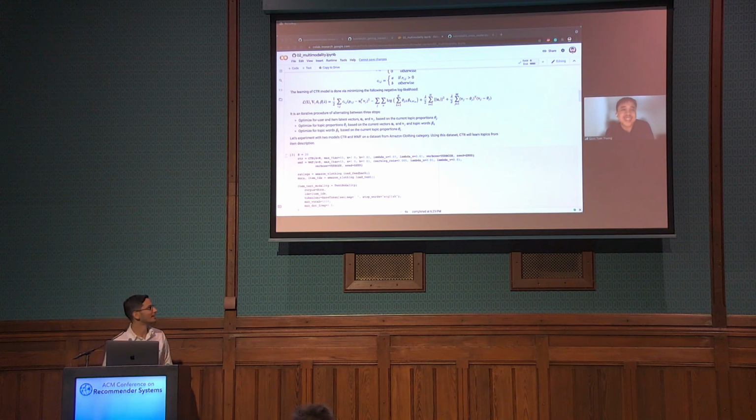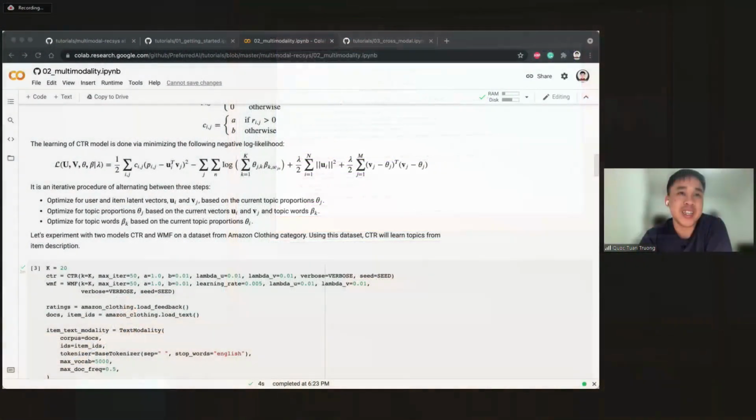Okay, quite a few questions already. We can actually go back and take a look at the notebook. Then just to briefly explain the meaning of some of the lines of code there. So then you can go on and try with other models in Cornac.